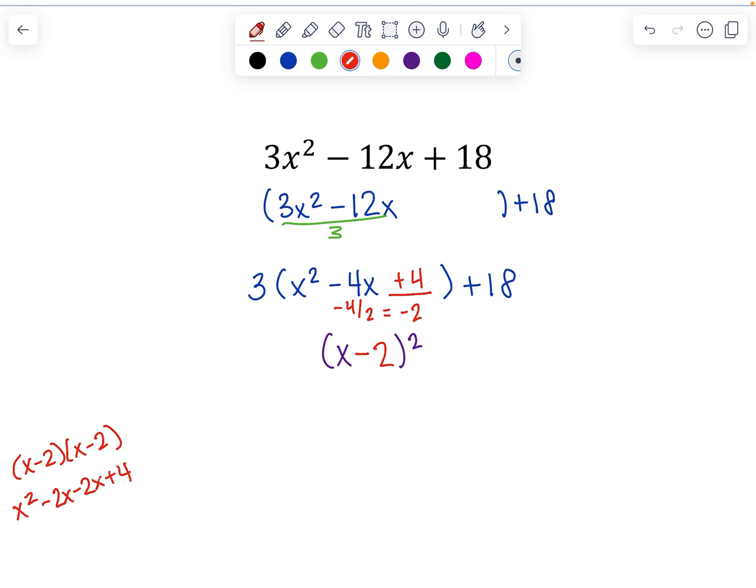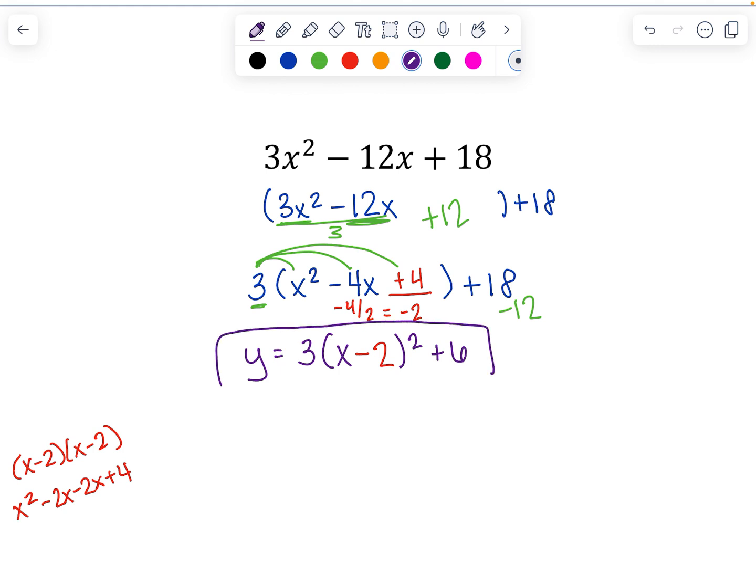But now before I fix my ending, remember we have this 3 that we undistributed from our parentheses. If we redistribute it, we get this 3x squared minus 12x. 3 times 4 is plus 12. And so minus 12 is what I need to use to fix my ending. So to finish this out here, I'm going to put 3 in front of my parentheses so that my equation keeps that stretch. 18 minus 12 is positive 6. Here is my equation in vertex form.